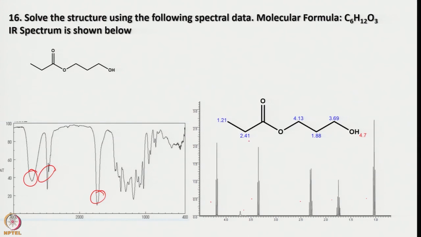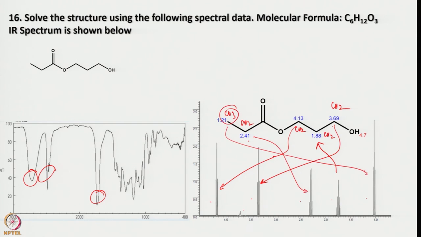So this is the structure, and of course the formula is C6H12O3, and this is CH3, CH2, CH2, CH2. The moment you see a quintet here, the quintet can be assigned to 1.88. And then 3.69, a triplet at 3.69 is here. And 4.13, this one. And here CH2 is there. And then this is a quartet at 2.41. And then this one is like a typical ether one. So all of them are here, and water is there, and this OH is there here.